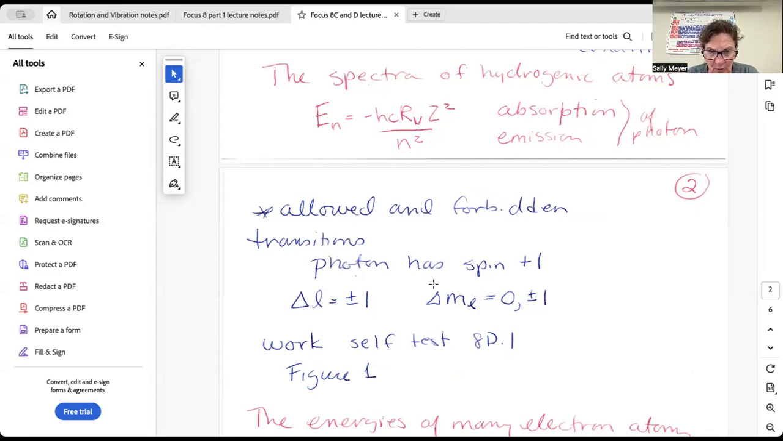So stop and work the self-test 8D.1. And let's look at figure 1. Figure 1, okay. Can't remember what it is, sorry.